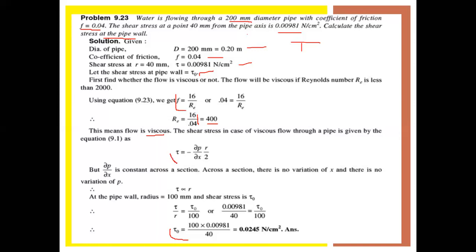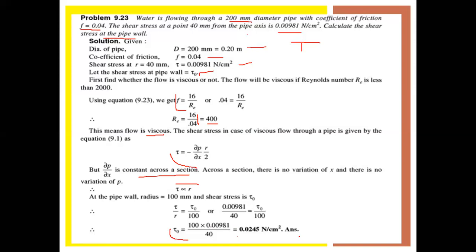Now, what is the tau formula? Tau is equal to minus dou P by dou X into R by 2. But dou P by dou X is constant across the section, therefore there is no variation in the P. Therefore, tau is proportional to R. So at the pipe wall radius of 100 mm, the shear stress tau by R is equal to tau naught by 100. Therefore, tau naught is equal to 100 into this value.